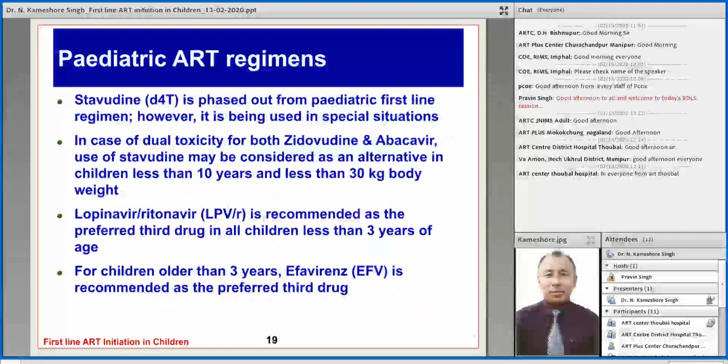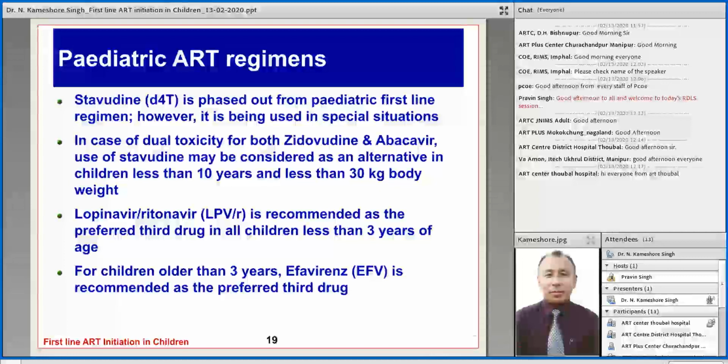Stavudine is phased out at present, but it may be considered in special situations. In case of dual toxicity for both zidovudine and abacavir, use of stavudine may be considered as an alternative in children less than 10 years and a body weight less than 30 kg, where tenofovir cannot be used.